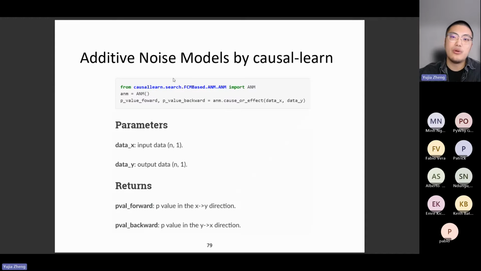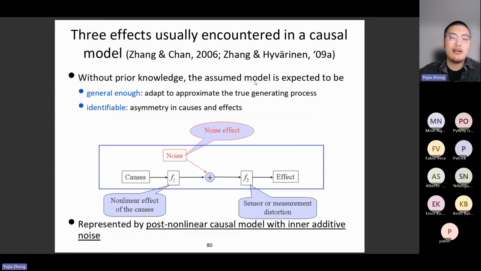For the additive noise model, it's also included in causal-learn, and we can just use a function like causal effect to distinguish cause from effect in the bivariate case. However, we can take a step further and generalize the additive noise model, and there still exists some functional constraint.